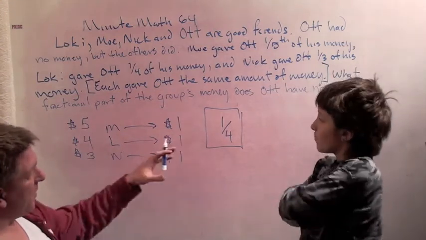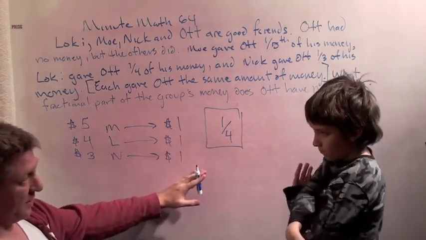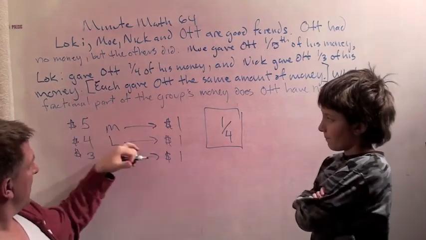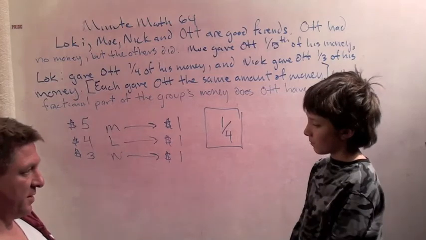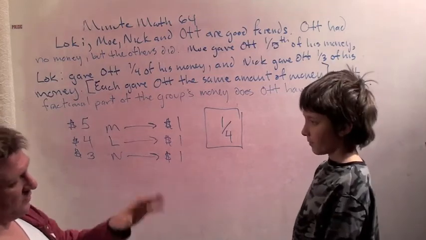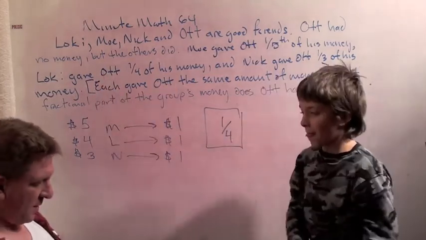And it turns out that all of a sudden the problem becomes very easy. $5, $4, $3, they all have $12. Ott has 3, so 3/12ths is 1/4. That is a great problem, but a hard one.